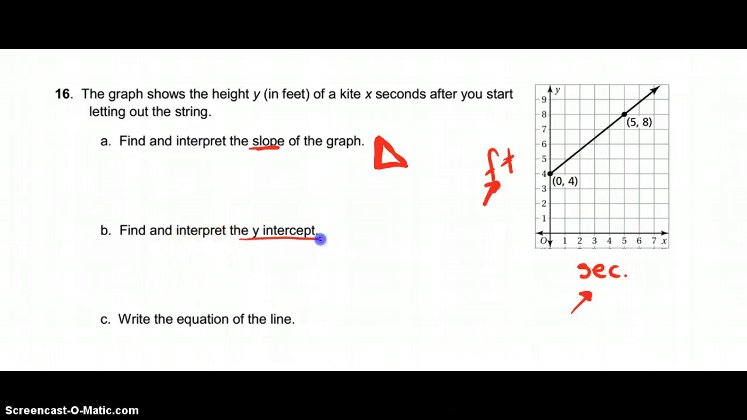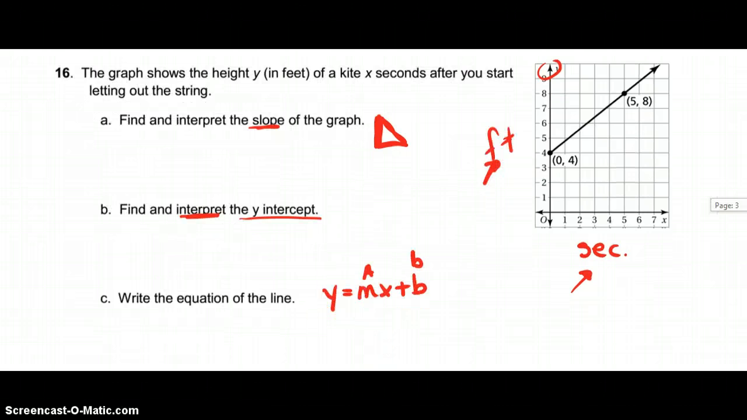What is your y-intercept? Well, here's your y-axis, so you know what your y-intercept is. What does that number mean? And then write your equation. Your y equals mx plus b. So from A, you found the slope. From B, well, this B up here, you found your y-intercept. So all you have to do is fill them into the blank, and you have your equation.